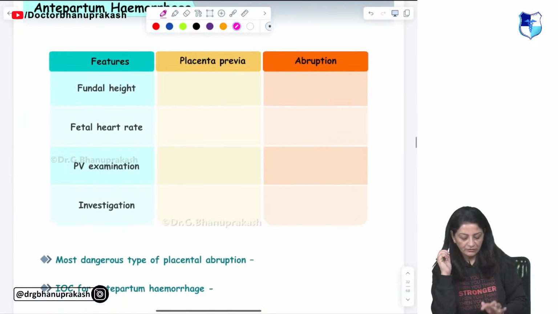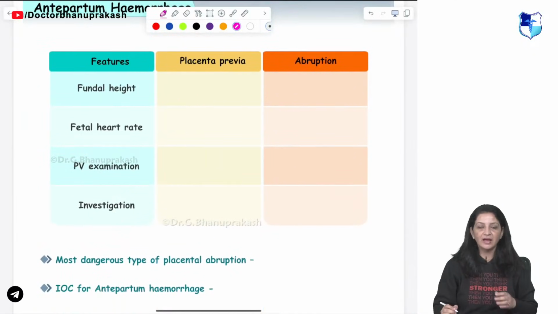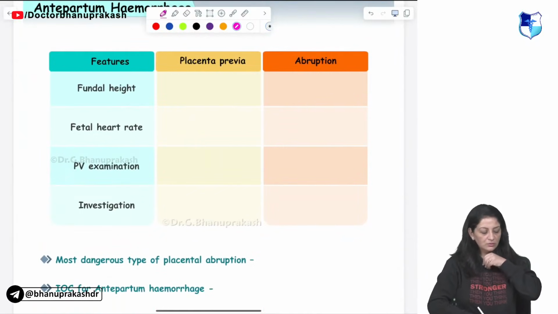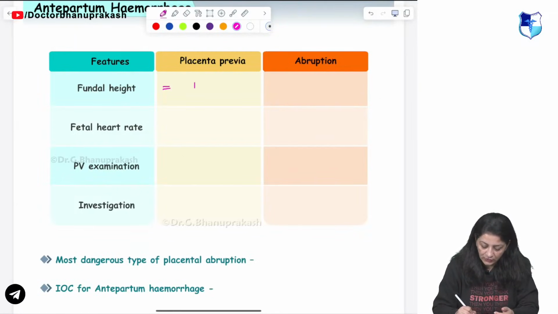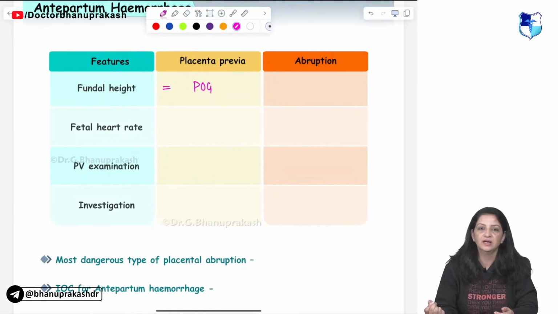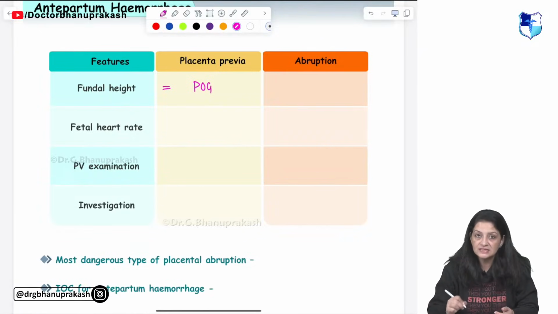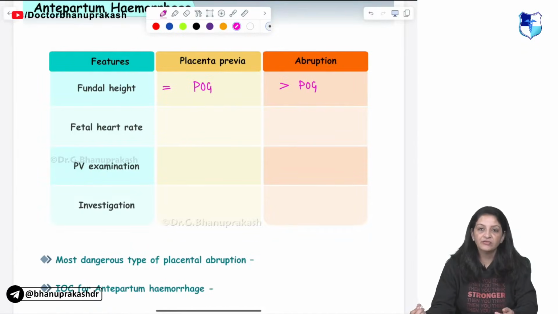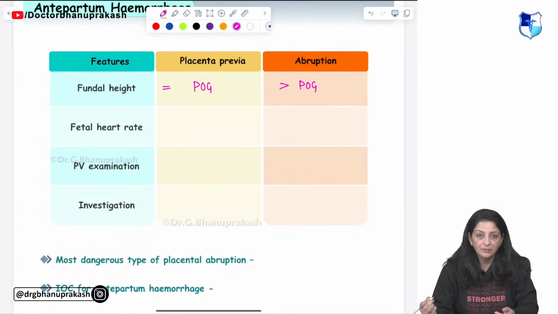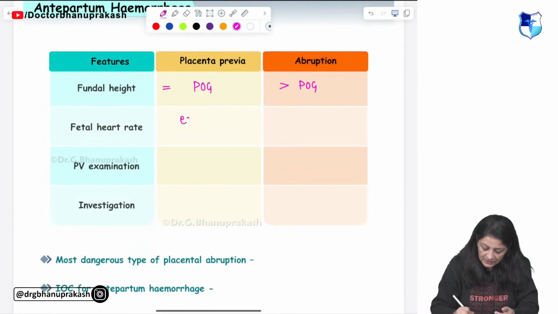Next one. Features of placenta previa and abruption. Fundal height in case of placenta previa will be equal to the period of gestation. In case of abruptio, concealed type, the height of the fundus will be more than the period of gestation. Fetal heart rate in placenta previa, you can easily hear.